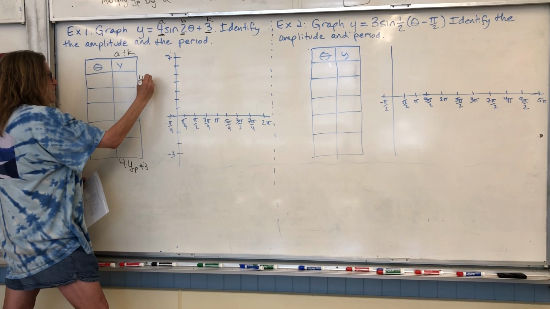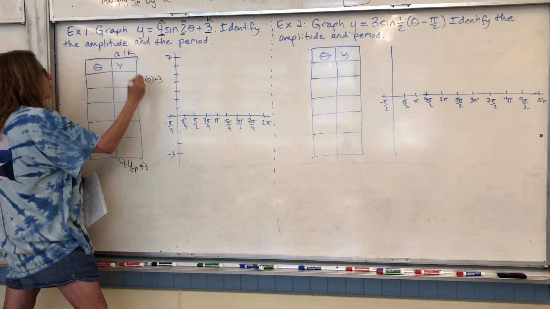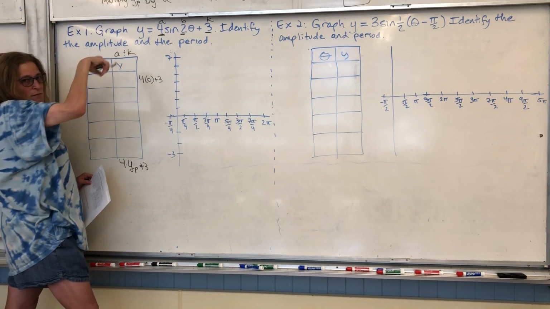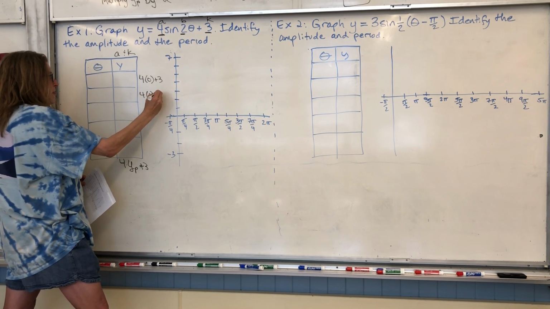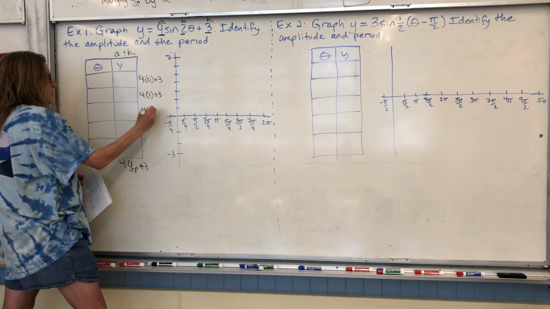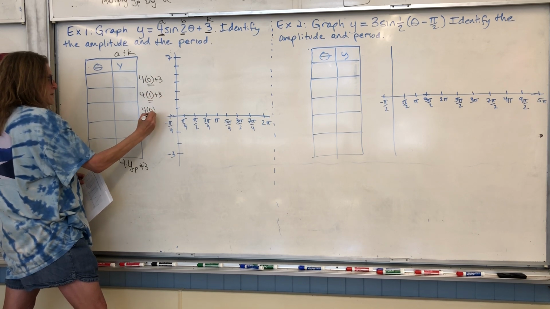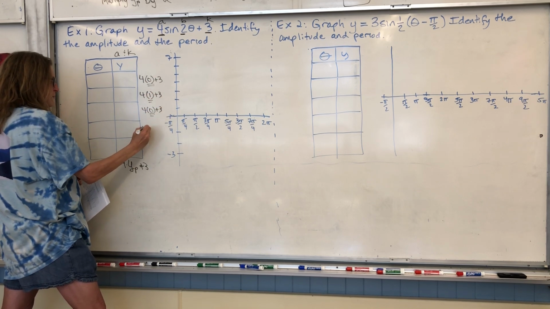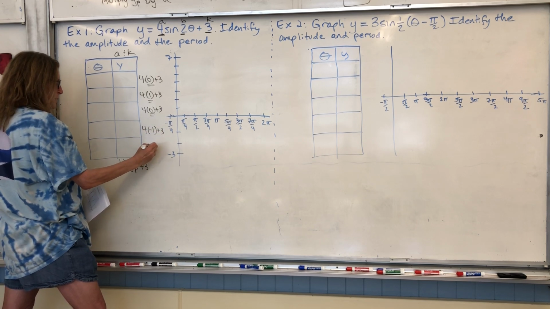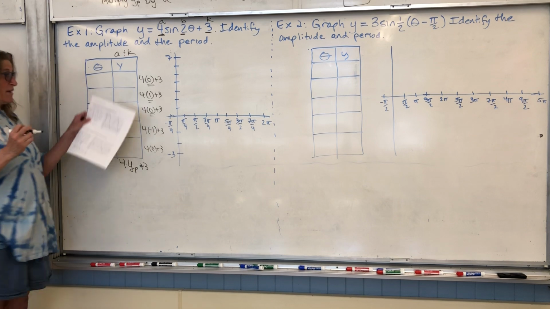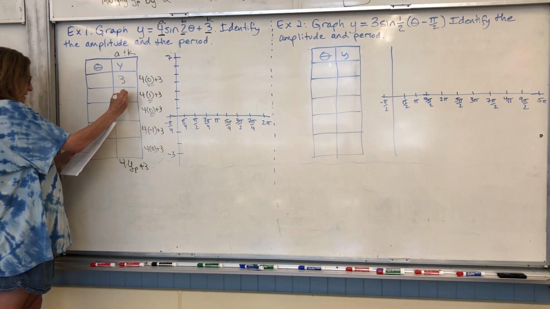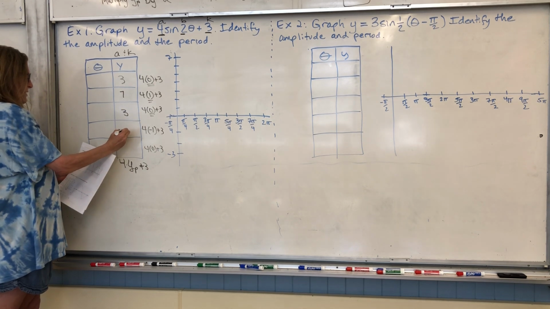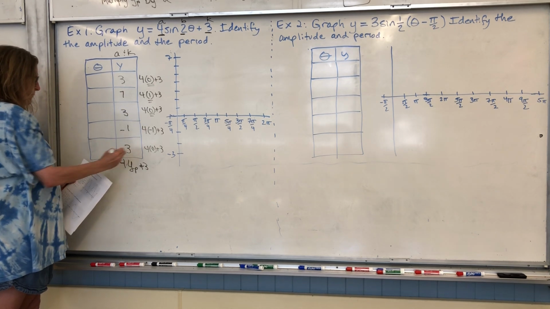So I've got 4 times 0 plus 3, right, because if you look at your parent values, these are my parent values right here. 4 times -1 plus 3, and 4 times 0 plus 3. And those are going to be my new values here, right? So this is going to be 3, 7, 3, -1, and 3.